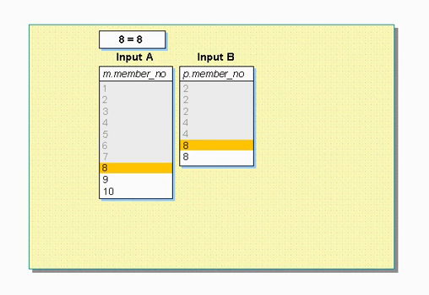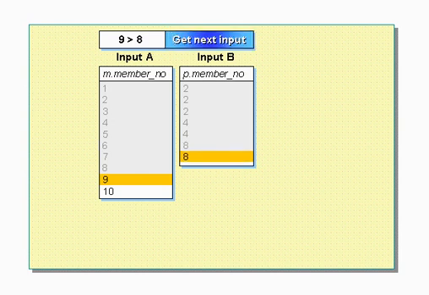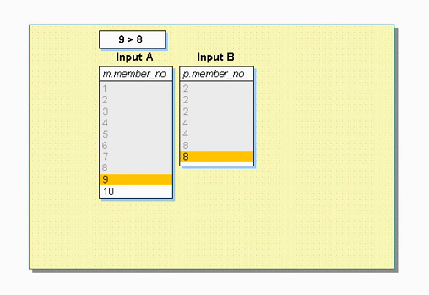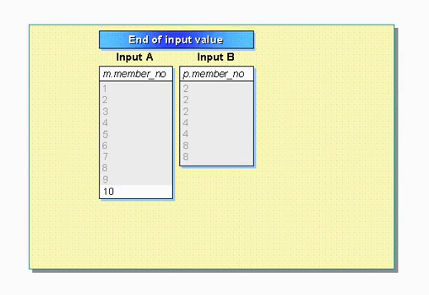Because 8 is the lower value, the query optimizer discards that input value and uses the next input value in input B for the next comparison. The query optimizer compares the input value in input B, which is also 8. It discards that input value. Because all rows from input B have been processed, the query optimizer stops evaluating the remaining values in input A.